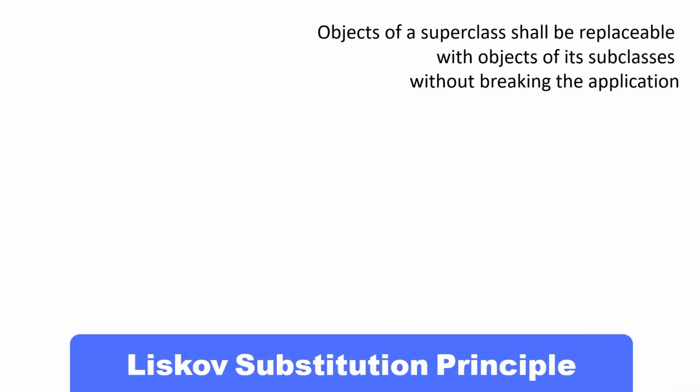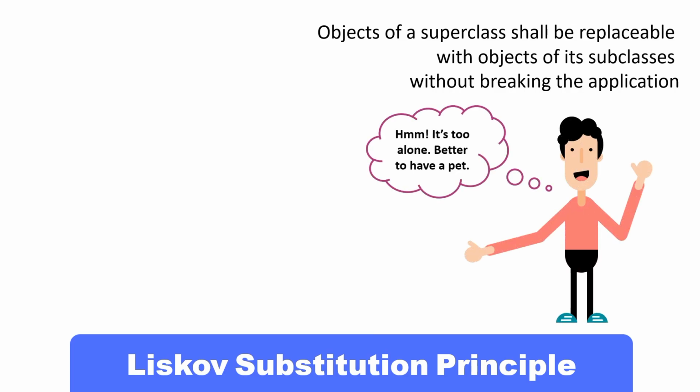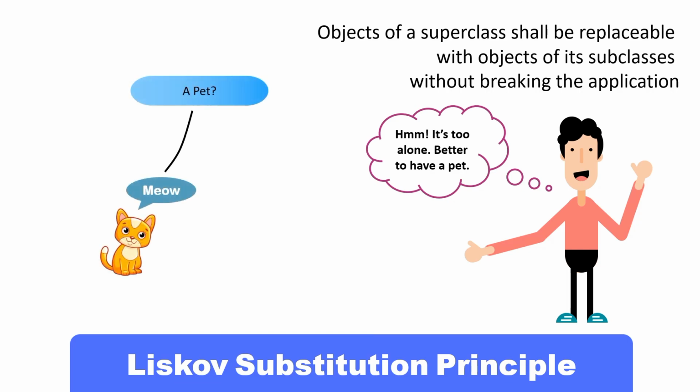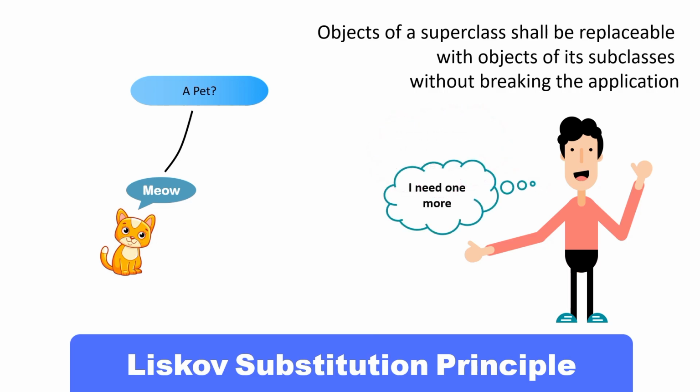The third principle is the Liskov Substitution Principle. Mr. Aita is an animal lover and he starts his journey by getting a cute little cat named Whiskers. He loves spending time with Whiskers, cuddling and playing with her. Now Mr. Aita decides to add more joy into his life by getting a puppy named Max. But here is where the LSP comes into play.